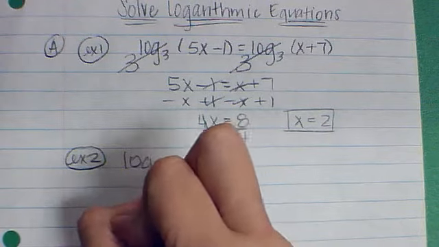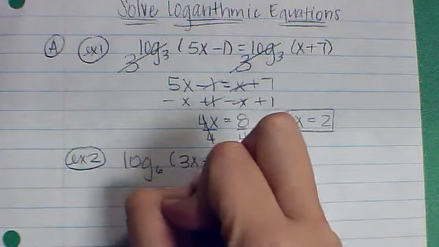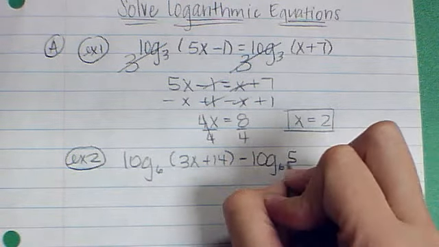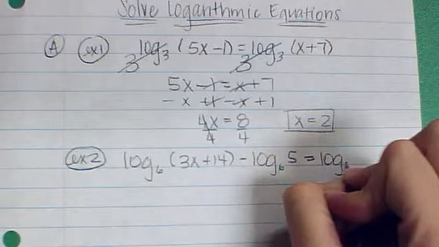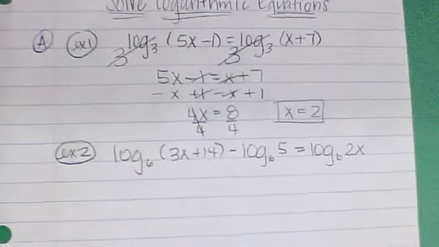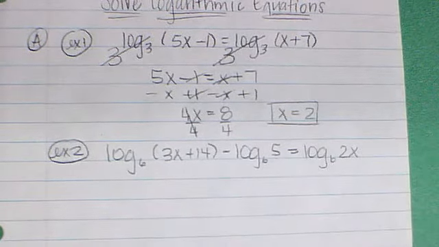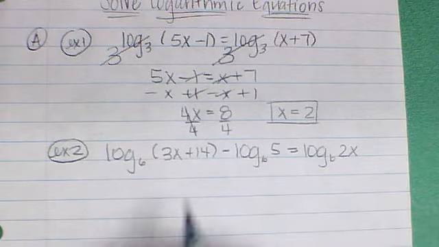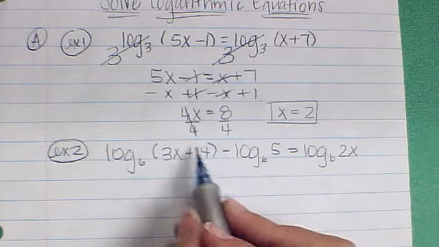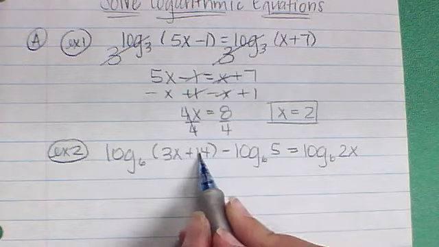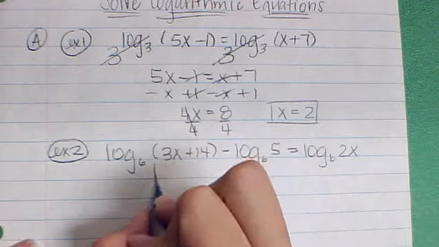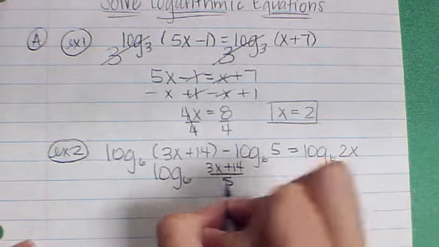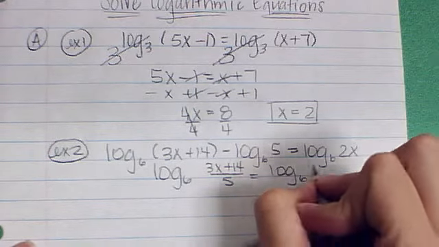Log base 6 of 3x plus 14 minus log base 6 of 5 is equal to log base 6 of 2x. In this problem, I have two logs on the same side, which I will need to condense using my properties of logs before I can move on. I notice that they're being subtracted, so to condense, I can divide the arguments. So it's going to be this over this, all log base 6. So log base 6 of (3x plus 14) over 5 equals log base 6 of 2x.